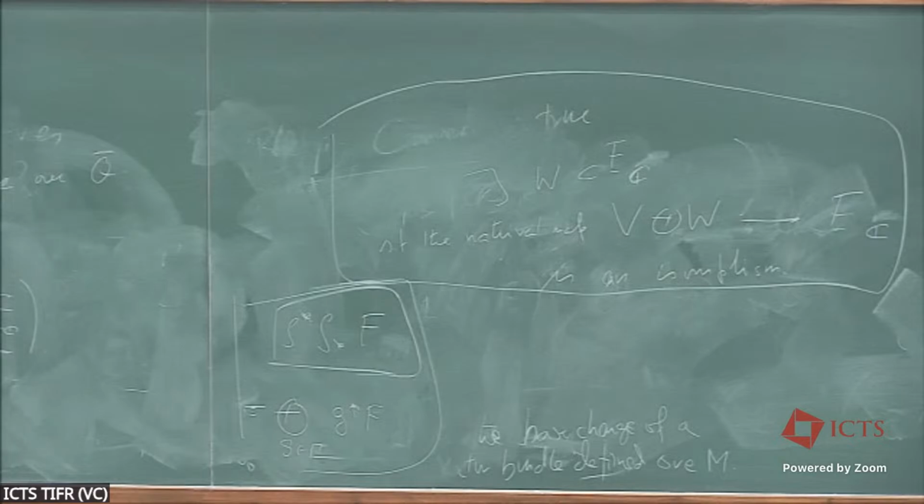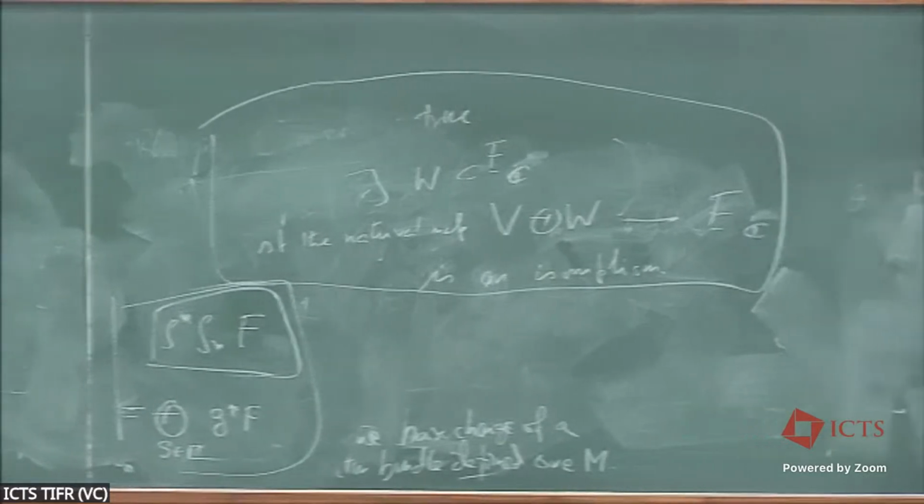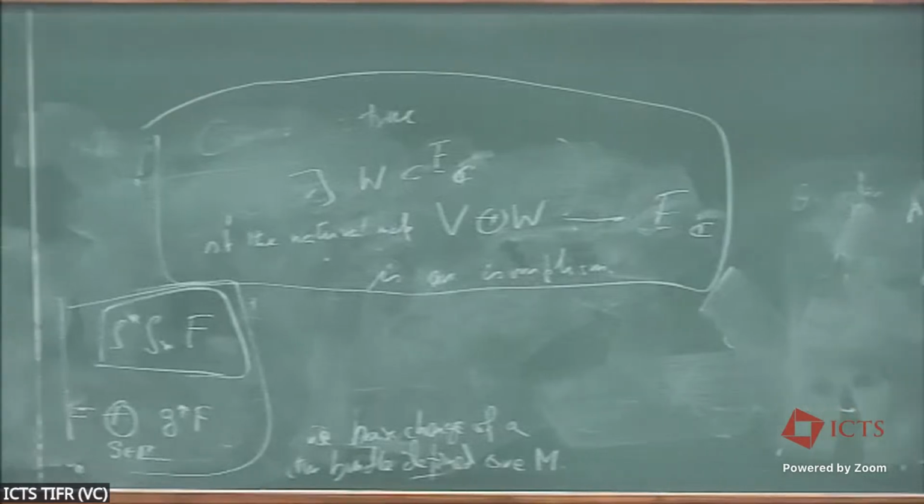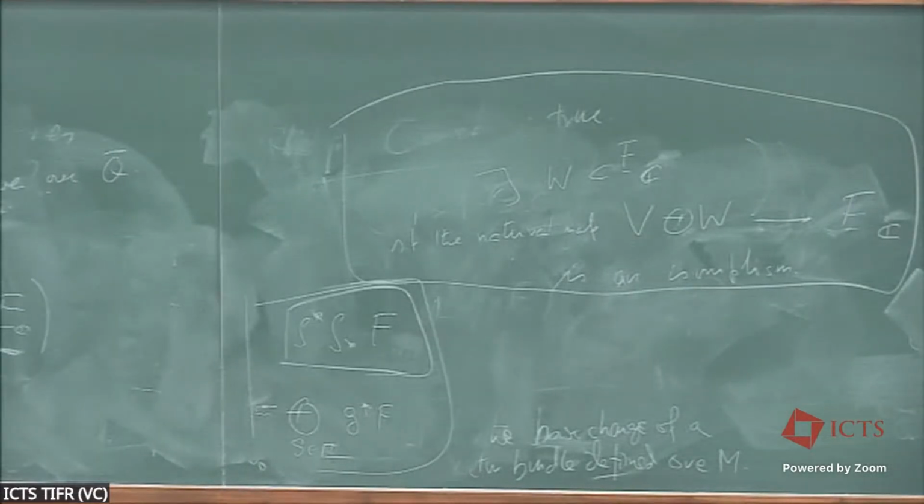So this bundle doesn't have any parabolic structure. So now you can write down, by this formula, the direct sum over g in Gamma of g upper star of phi upper star of E_C.